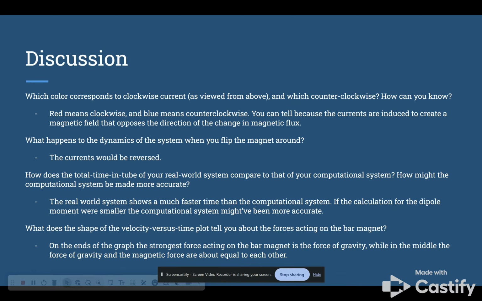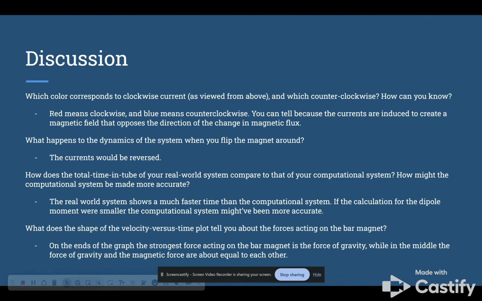All right, so red means clockwise and blue means counterclockwise, and you can tell the currents are induced to create a magnetic field that opposes the direction of the change in magnetic flux. And if we flip the magnet around, the currents would be reversed. The real-world system shows a much faster time than the computational system. If the calculation of the dipole moment were smaller, then we probably would have seen a more accurate computational system.